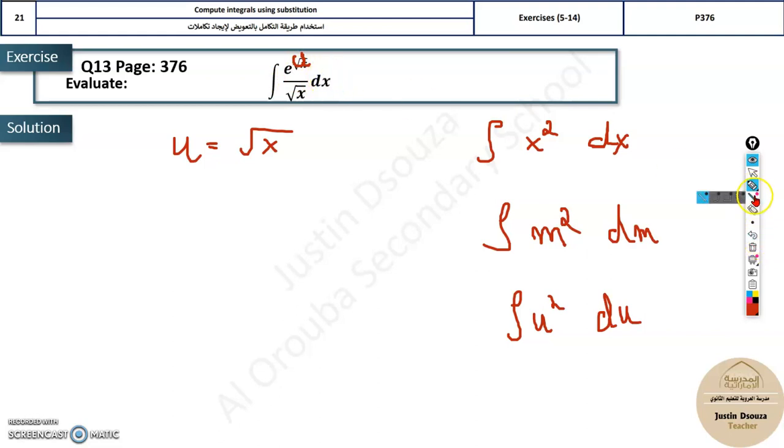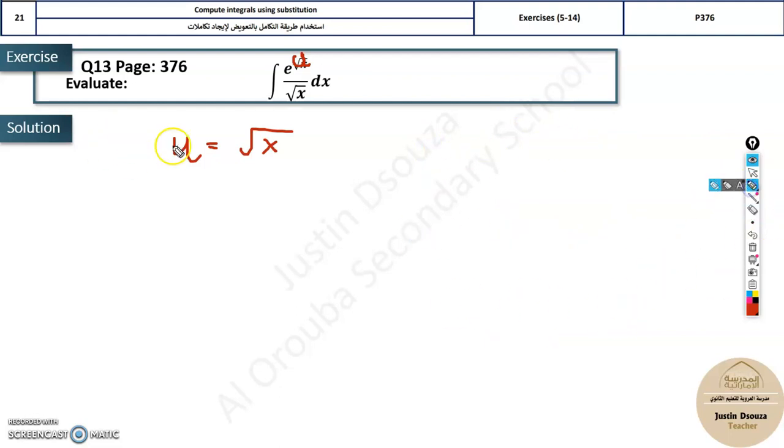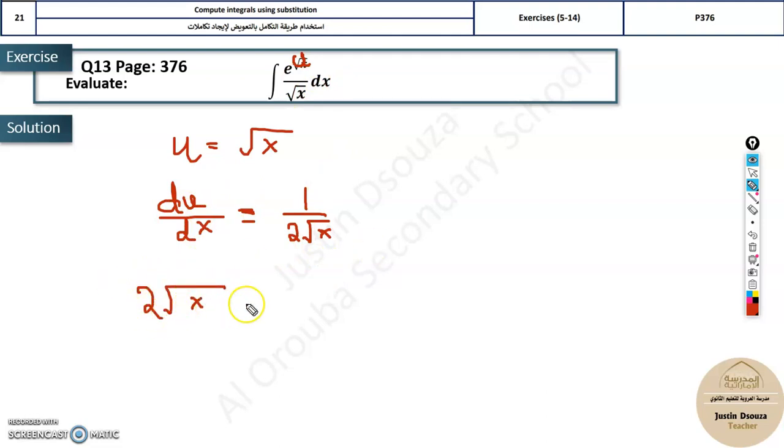If I'm substituting u over here, I should integrate with respect to u, so this will be du. So what do we do? We need to differentiate this and get du. But it won't be just du, it'll be du by dx, because we are differentiating with respect to x. The derivative of root x is 1 by 2 root x. Now you need dx, so keep dx on one side and the other things on the other side. 2 root x du will be equal to dx.